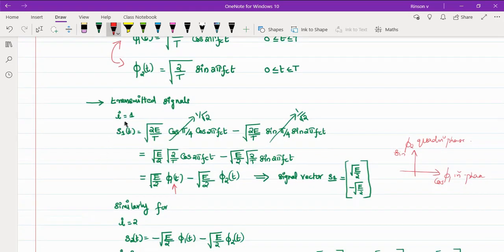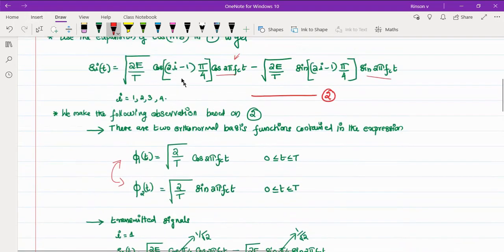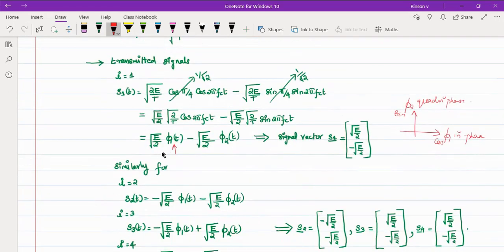If you are transmitting symbol 1, that is I equal to 1, the signal S1 can be written like this: root E by T cos pi by 4 cos 2 pi FCT. See here, you have 2I minus 1 pi by 4, I is equal to 1. So finally you reach here: root E by 2 phi 1 minus root E by 2 phi 2, where this is phi 1 and this is phi 2. If you write the signal vector of S1, it is equal to root E by 2, minus root E by 2.